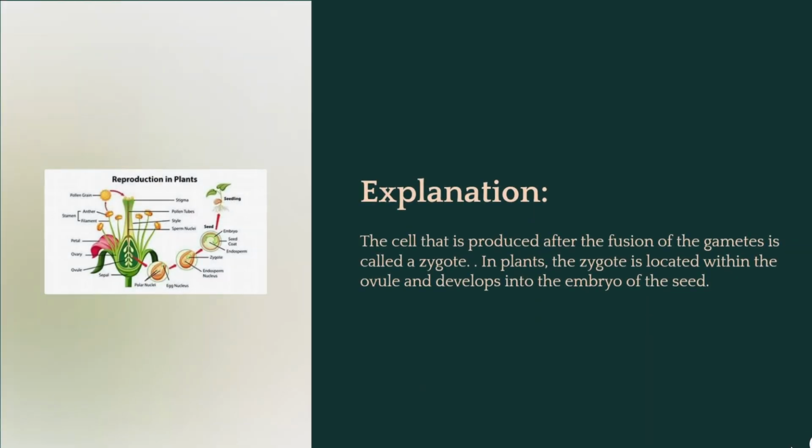The cell that is produced after the fusion of gametes is called a zygote, and in plants the zygote is located within the ovule and develops into the embryo of the seed. Moving on to question number 6.